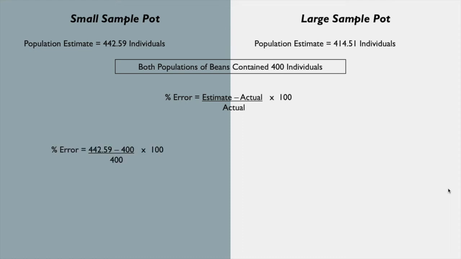So here is the calculation for the small sample pot. We take our estimate, 442.59, subtract 400, which is the actual value, divide by 400 and times by 100. That gives us a percentage error of 10.65%. We do the same calculation for our large sample pot, which is 414.51 individuals, minus 400, divided by 400 and times by 100, and we get a percentage error of 3.63.